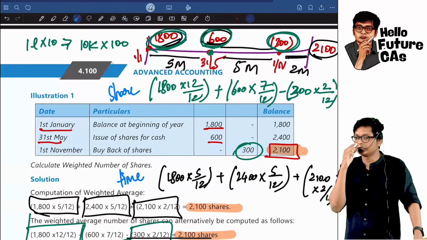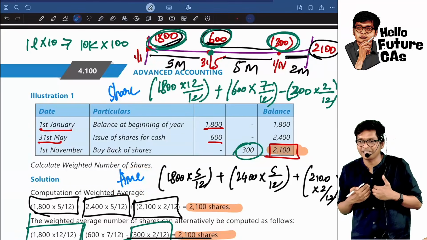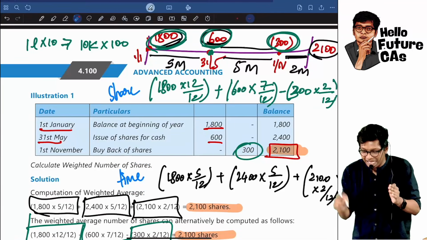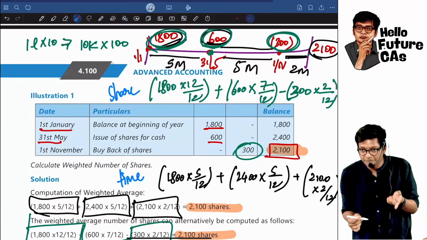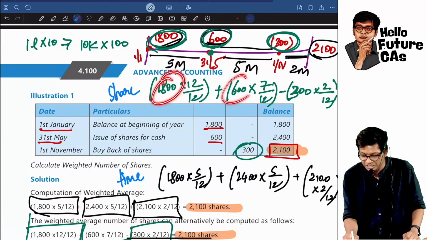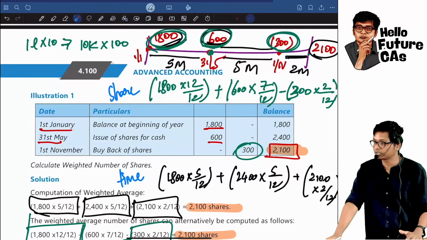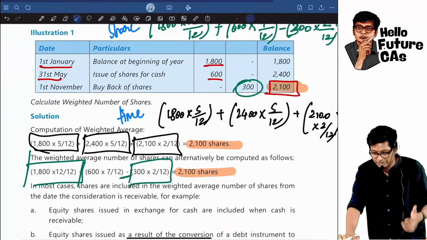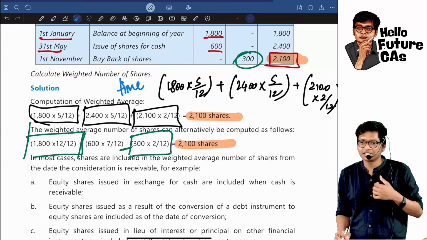Are you getting it? So in time basis, the shortcut to check if my formula is correct is that if I add the fractions, you will get 12 by 12. In share basis, because my base is shares, if you quantify those shares, the closing value will always be the closing number of shares. Are you getting it, guys? Which one to follow? Both methods have been told as alternatives, your wish. Whichever works. Have you understood, guys?